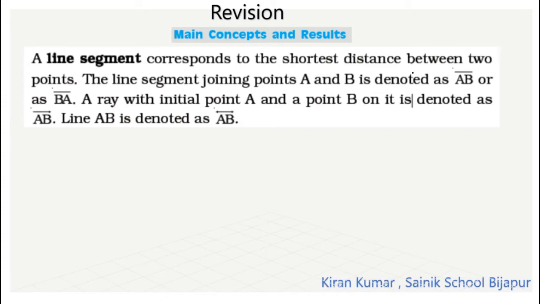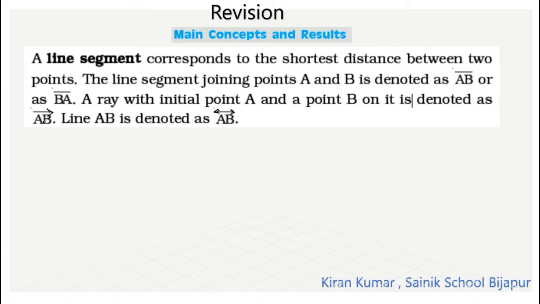A ray with initial point A and a point B on it is denoted as ray AB. A line AB is denoted as AB, on that a line is indicated.